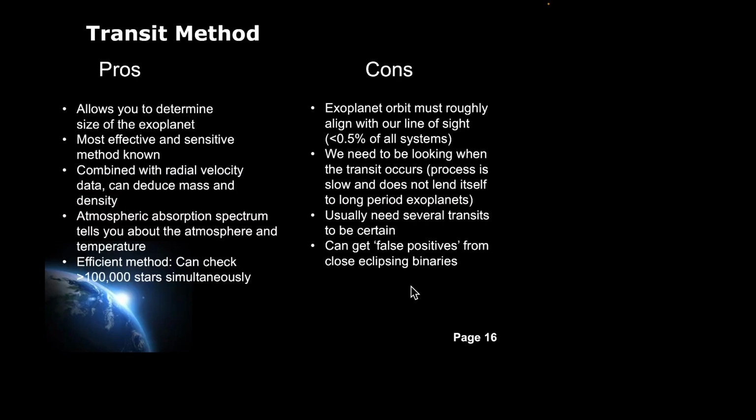So there are a lot of advantages of the transit method. It allows you to determine the size of the exoplanet. It's the most effective and sensitive method known. When you combine that with radial velocity data, you can deduce mass and density of the planet.